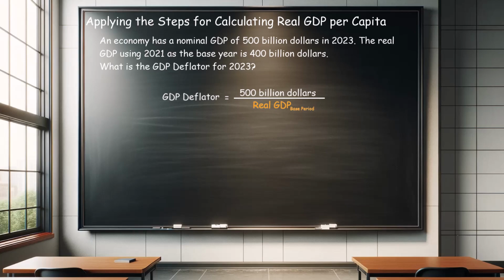3. From the problem statement, substitute the real GDP into the formula. In the problem statement, the real GDP is $400 billion. So, let's substitute $400 billion into the formula. 4. Divide the nominal GDP by the real GDP. In the problem statement, the nominal GDP is $500 billion, and the real GDP is $400 billion. So, dividing $500 billion by $400 billion is 1.25.